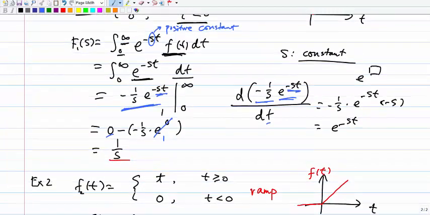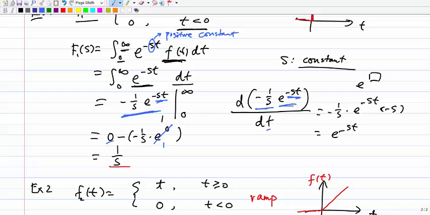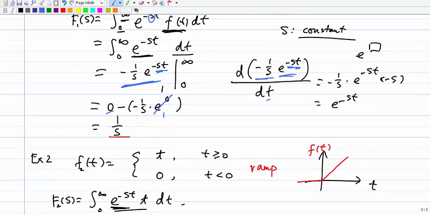So let's go to another example. This one is another function, f2(t), which is given by this. It is called a ramp function. When t is less than 0, f(t) is defined as 0. When t is greater than or equal to 0, it increases linearly as t increases. When t is 0, it is 0; when t is 1, it is 1, so it has a linear form like this. This is called a ramp function.